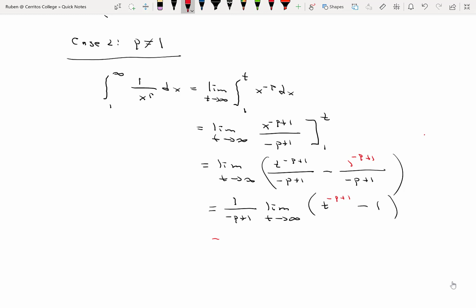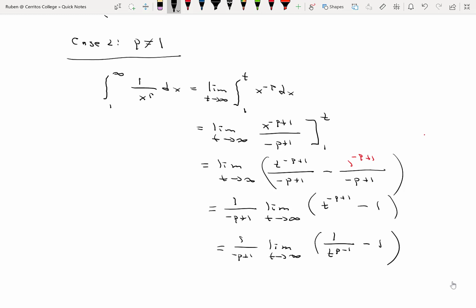If that's not clear, oops, I'm going to change back to black here. If that's not clear, then I'm going to rewrite this in a way that might make it more clear. I'm going to rewrite this term, t to the negative p plus 1, as 1 over t to the p minus 1.